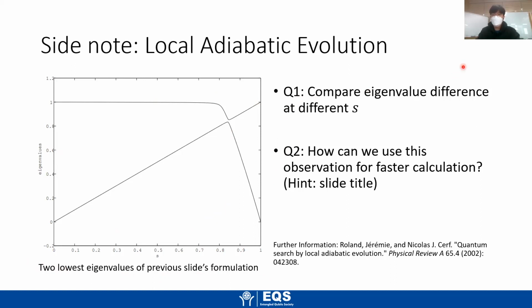So the first question is, let's compare the eigenvalue difference at different S values. So this is the minimum. And for the other values, the difference is much larger. So we can see that this is the defining minimum value that controls the entire evolution. Then I would like to ask you guys as an open question, how can we use this observation for faster calculation? Does anyone have an idea of how we can use this?